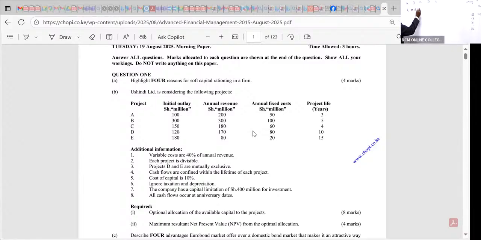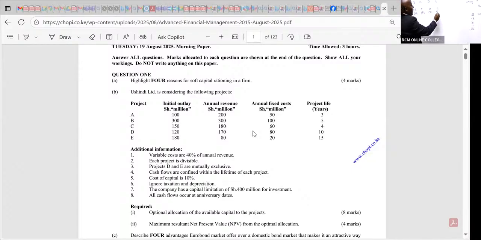A, B, C, D, E, like that. So you're doing an income statement. So we start with sales revenue. So sales revenue for A, what am I able to see there? Annual revenue, 200, 300, 200, 300, 300, 180, 170. And then lastly, what do we have there?